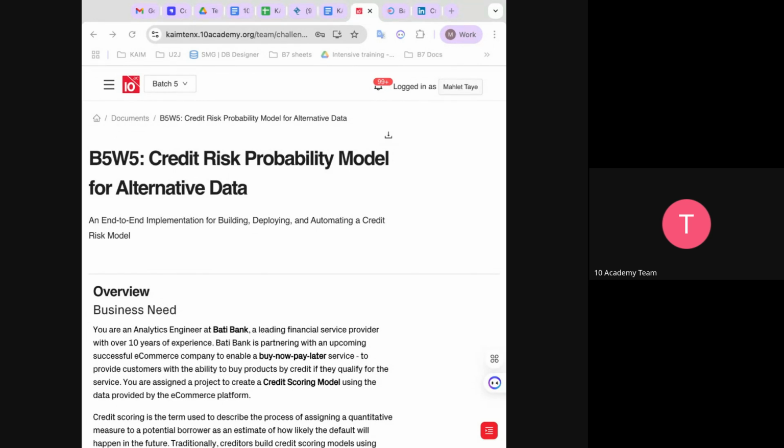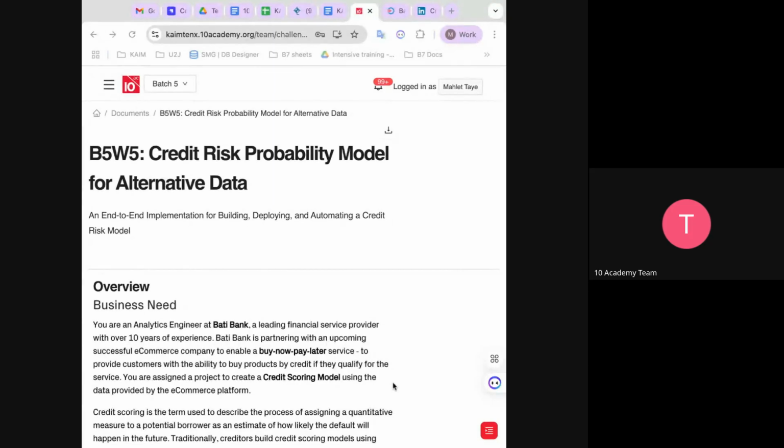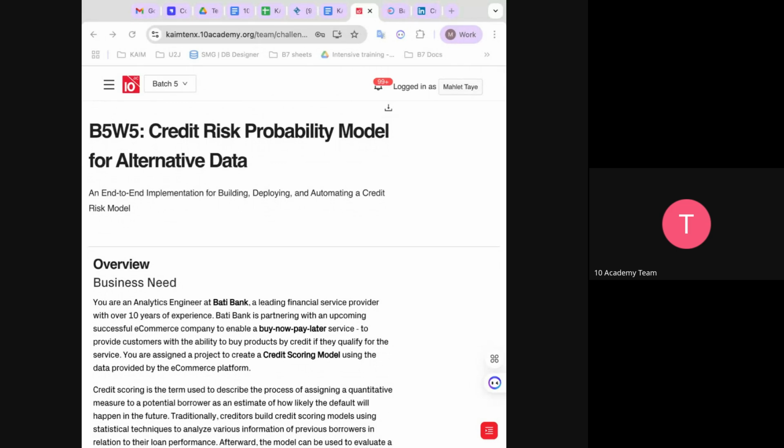So in this specific challenge today, you are going to be the analytics engineer of Party Bank, which has been a lending financial service provider for the past 10 years, and they want to become a partner for e-commerce companies to enable you to get loans. Their principle is buy now and pay later. That means you can buy on credit and you can pay later.